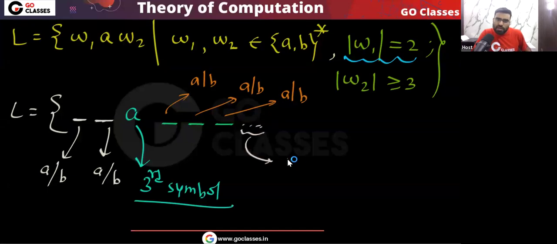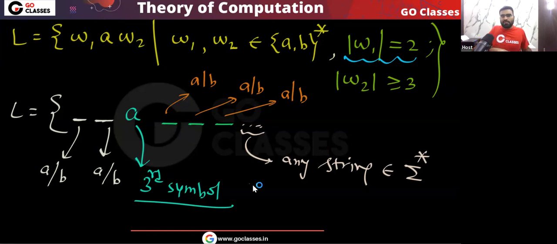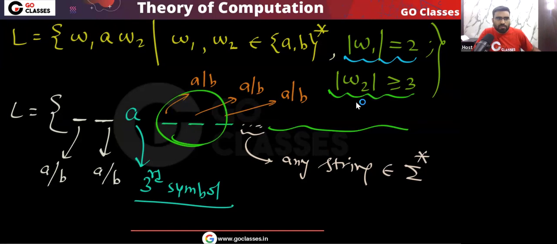Here you can put any string belonging to sigma star. Either you can stop or you can take A's or B's, whatever, anything can come. So this is the idea, because remember the length of W2 is at least 3. At least 3 means at least 3 symbols must be there. There can be more symbols. So this is the idea.